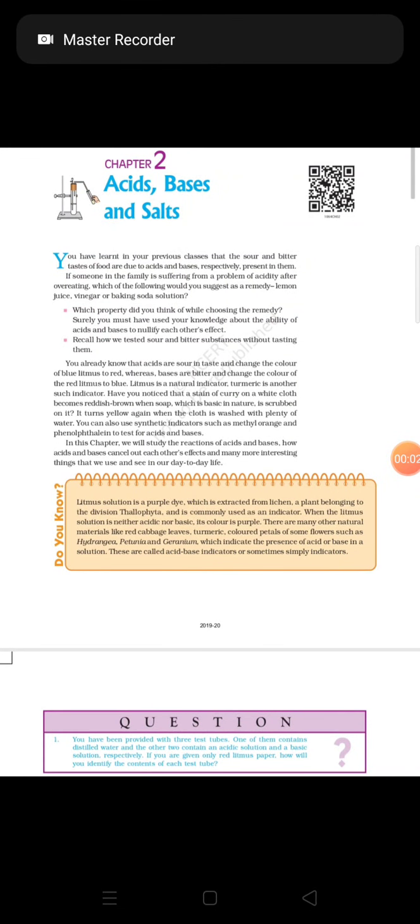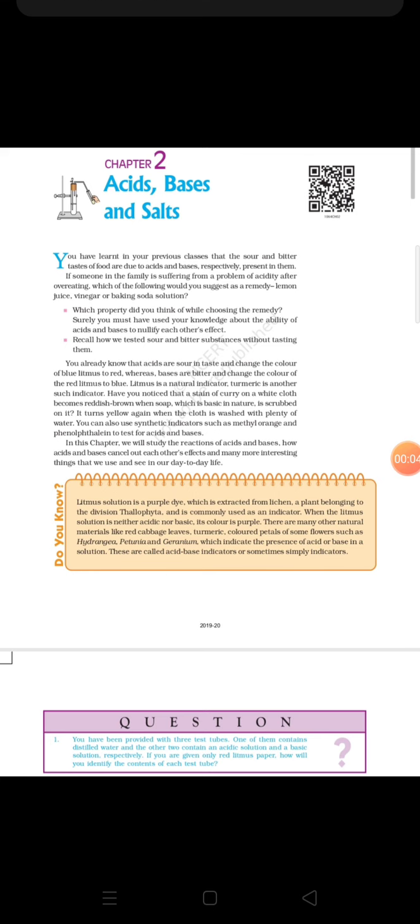Welcome everyone. Today we will start chapter 2, Acids, Bases and Salts. You have learned in your previous classes that the sour and bitter taste of food are due to acids and bases respectively present in them. If someone in the family is suffering from a problem of acidity after overeating, which of the following would you suggest as a remedy? Lemon juice, vinegar or baking soda solution?